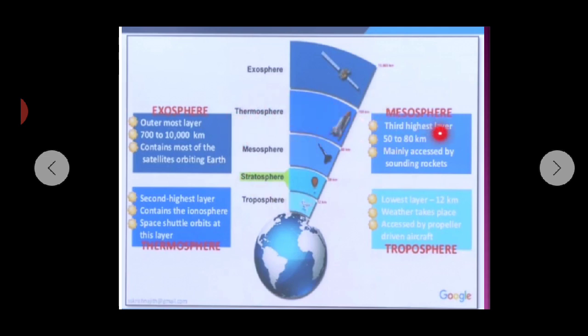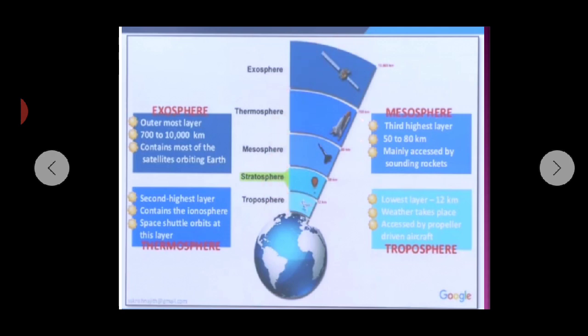The next one is mesosphere. Mesosphere is the third highest layer, mainly accessed by sounding rockets. The next one is troposphere. Troposphere is the last layer. Weather takes place here, accessed by propeller driven aircraft. So these are the different types of layers of atmosphere.